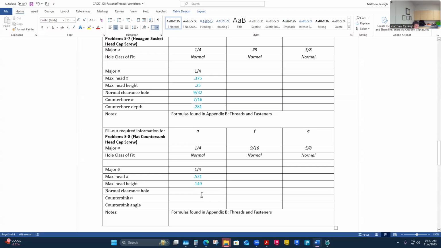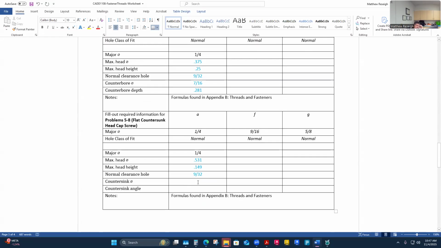Normal clearance hole is what I'm looking for though. Quarter-inch normal clearance hole. It's going to be the same as this one for sure. It's going to be 9/32. I would use that same chart to find it. So I already know that one. I keep thinking that it's 9/32.